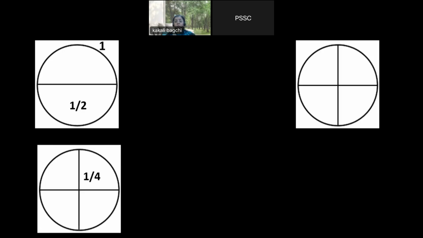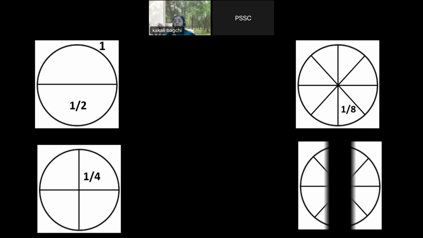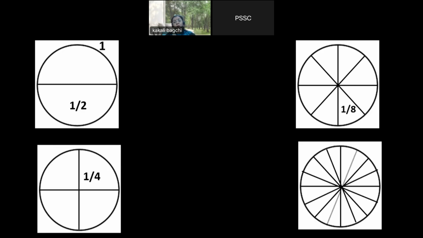When you are teaching them fractions, you can do it like this. It is 1. This is half. This is 1/4, 1/8, 1/16. Only this much is in your curriculum, you teach this. Don't do anything beyond this.